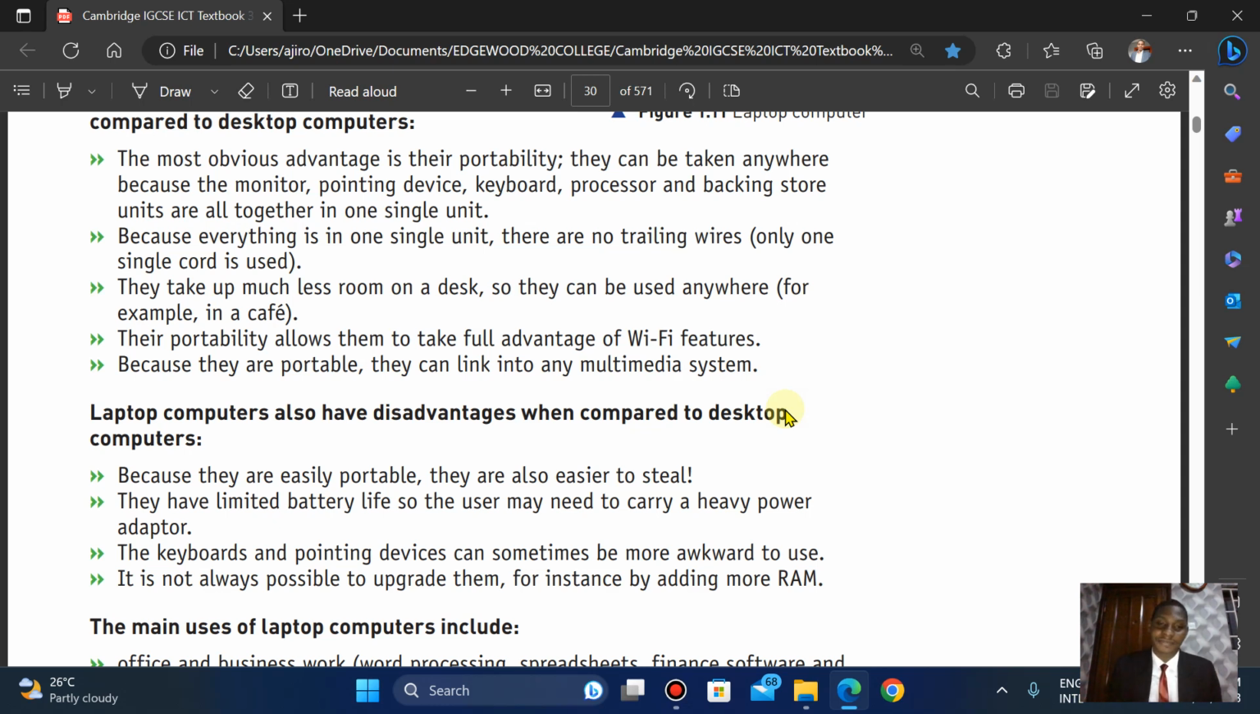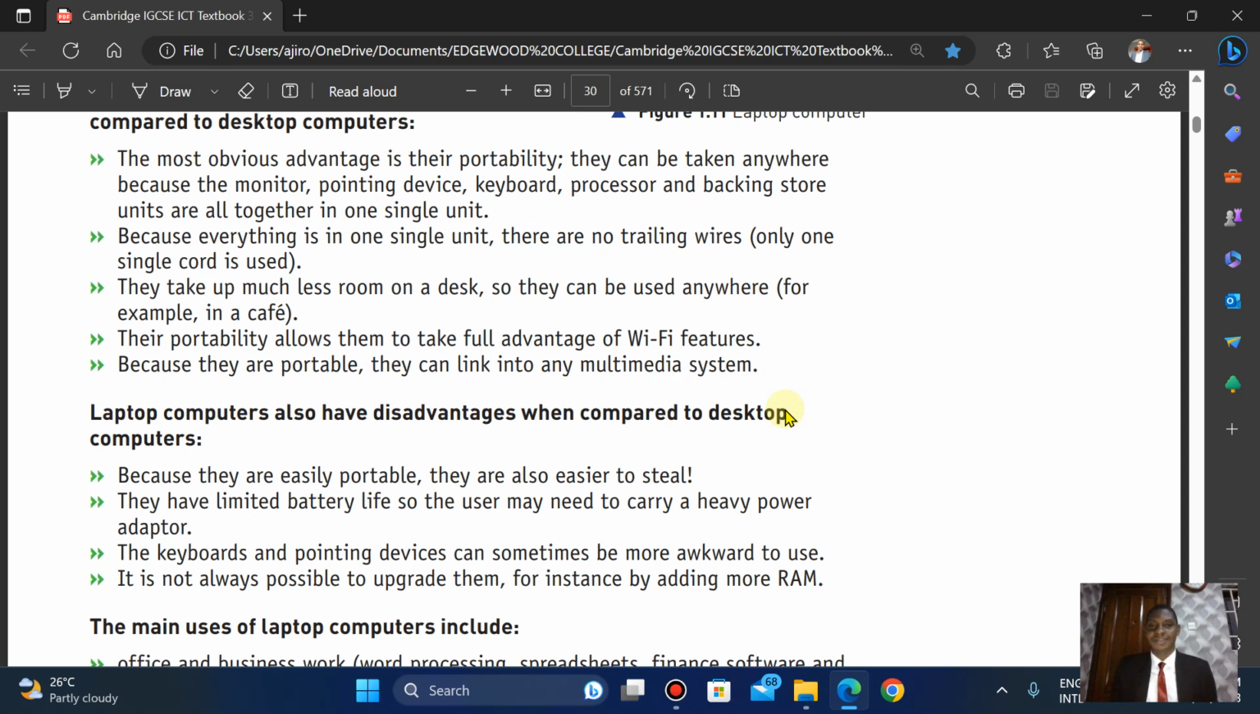They have limited battery life, so the user may need to carry a heavy power adapter. That is another disadvantage: the battery life is so limited, so you need to have that adapter. The keyboard and pointing device can sometimes be more awkward to use because everything is just together, especially if you're more comfortable with a desktop. You might find it a little awkward because you're having everything in one place.